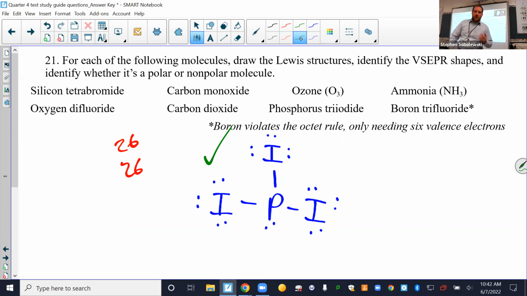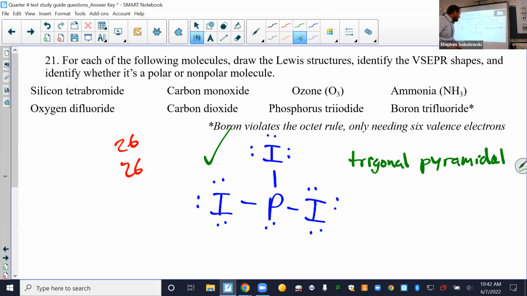All right, for VSEPR, we're going to check the bonding regions, or I should say we're going to check the electron domains first. I'm seeing 3 single bonds and a lone pair. That's 4 electron domains. Of that, 3 are bonding, 1 is non-bonding. This is going to end up being a trigonal pyramidal shape. Trigonal pyramidal. Essentially, that lone pair is going to bend those 3 iodines down. So you're going to see them down like that. Does the central atom have a lone pair? Yes, it does. That's polar.